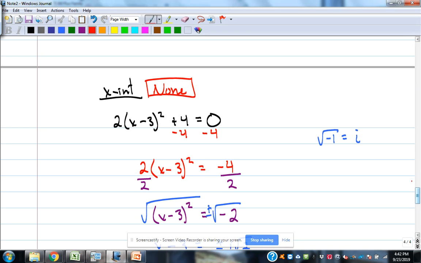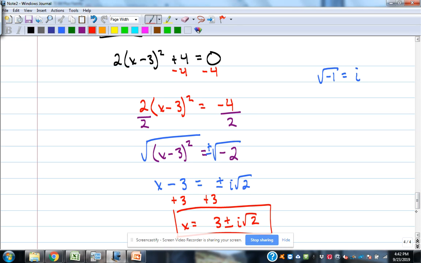Okay, so solving by square roots, the idea: get the squared part by itself, and then take the square root of both sides and make sure you put the plus or minus in front of the number that you're doing there.